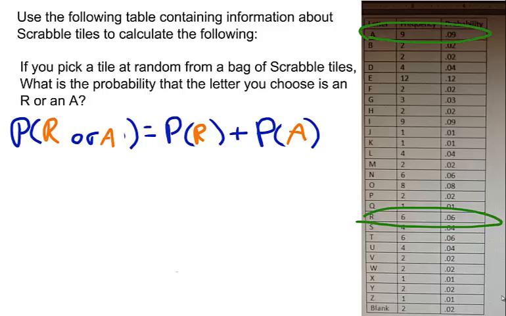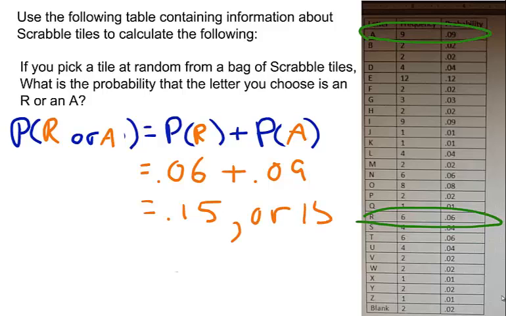In our case, we're looking at the probability of choosing an R or an A. So I rewrote the formula. The probability of R or A is equal to the probability of R plus the probability of A. The probability of drawing an R is 0.06, and the probability of drawing an A is 0.09. If I take the sum of these two probabilities, I get 0.15, or 15%.